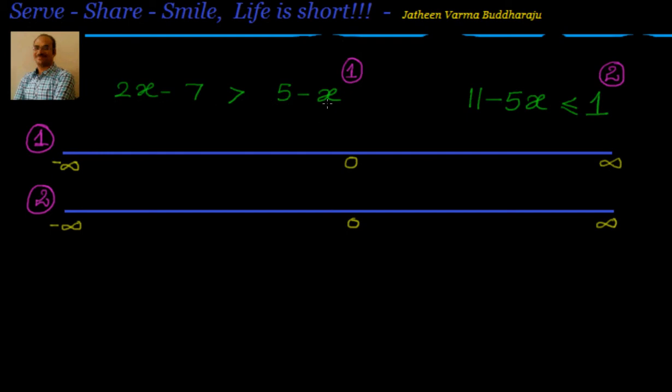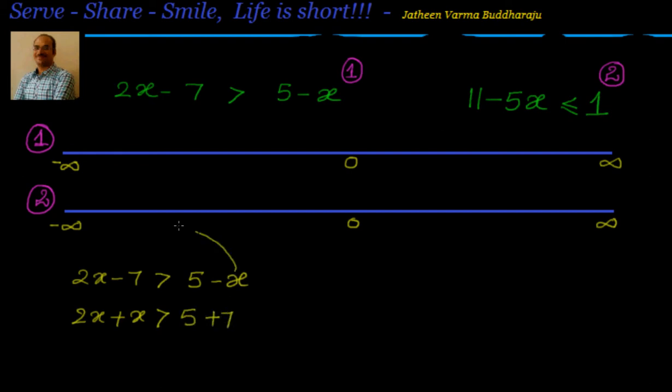We will take first the first one, that's nothing but 2x minus 7 greater than 5 minus x. Always on the left hand side are variables, so I'll get 2x plus x is greater than 5 plus 7.